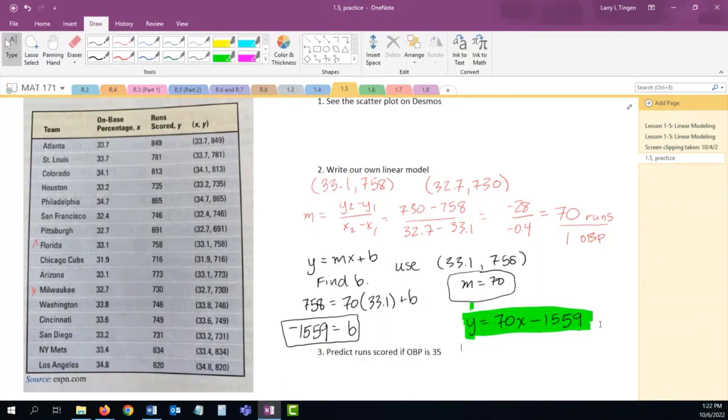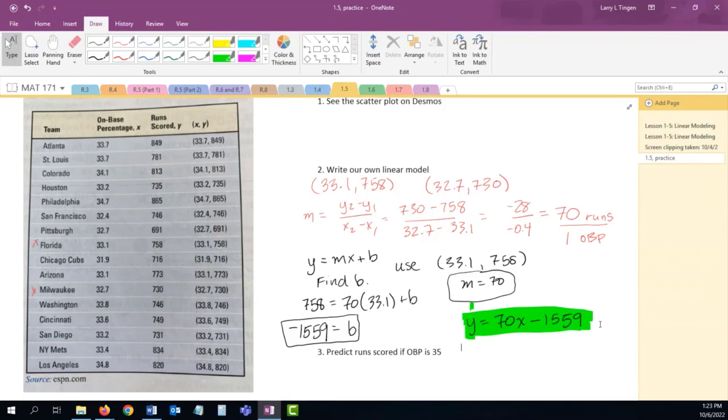I have 70x minus 1,559. That negative 1,559 would correspond to if I had 0 for x. If my on-base percentage was 0, then my runs scored would be negative 1,559. Is that possible? Absolutely not. If no one ever gets on base, I would score 0 runs, maybe some home runs, but that would actually count for on-base percentage too. So no, it would just be 0.